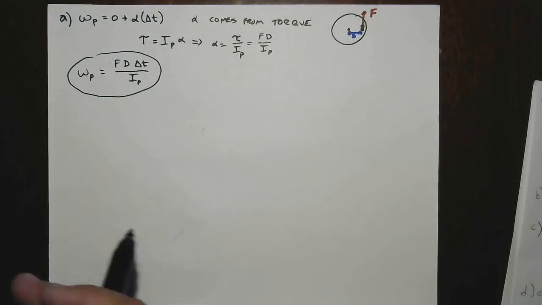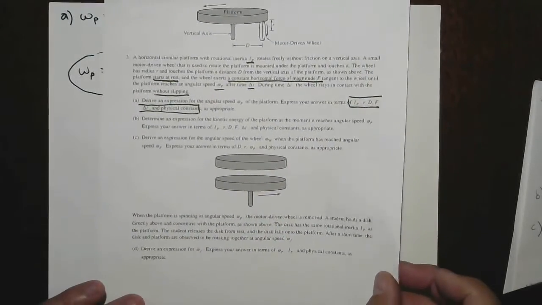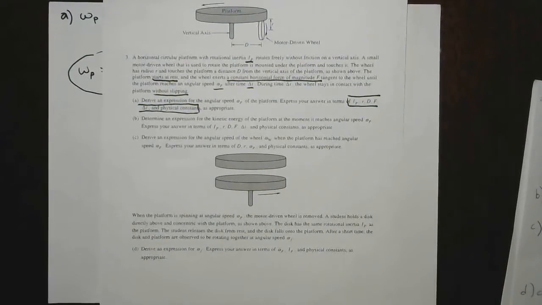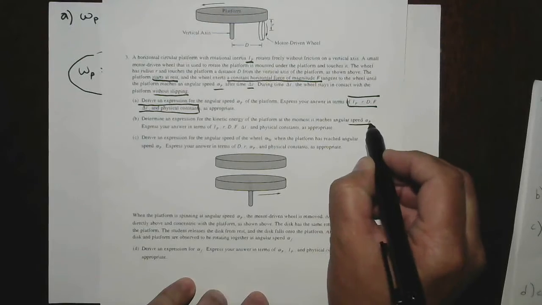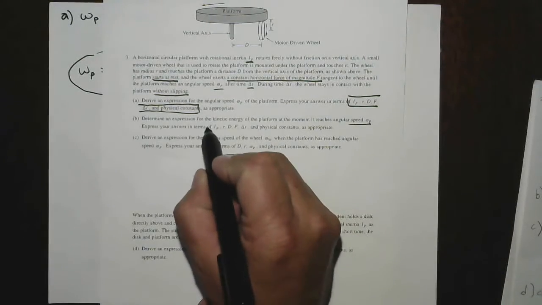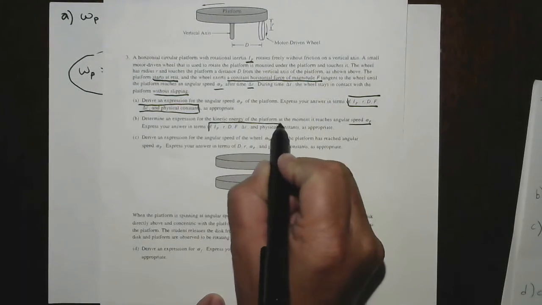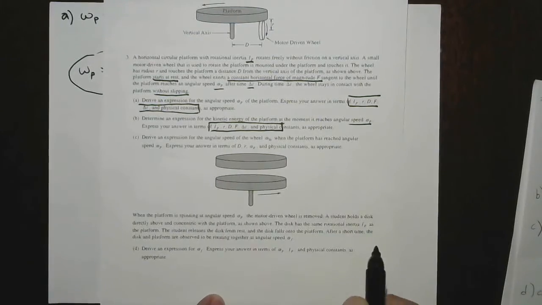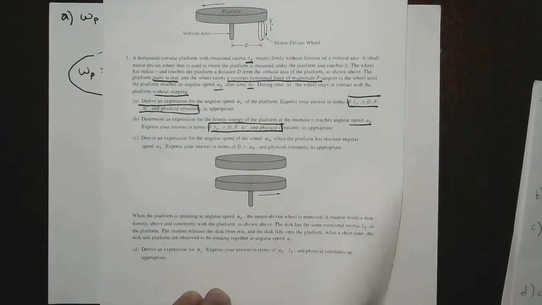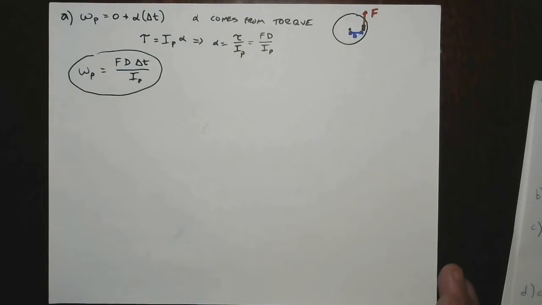Now let's have a look at what the next question is as they ask. Part B, determine an expression for the kinetic energy of the platform at the moment it reaches angular speed omega p. Express your answers in terms of, okay, this is all the same stuff that we're allowed to express our answer in terms of. So we're looking for the kinetic energy at the end of the process. Just for clarity, let's change colors here.